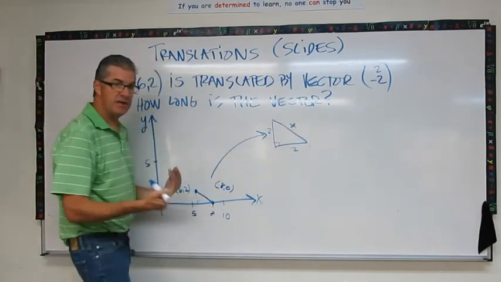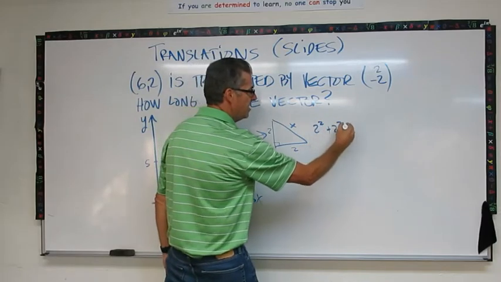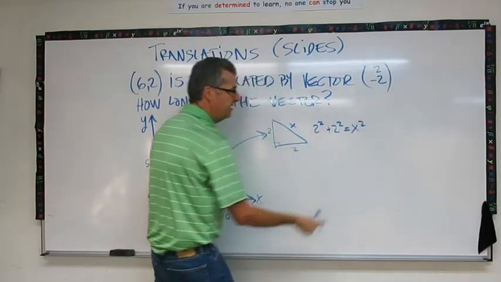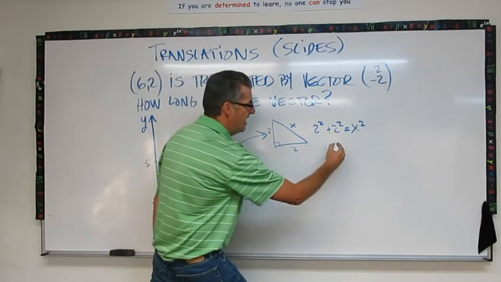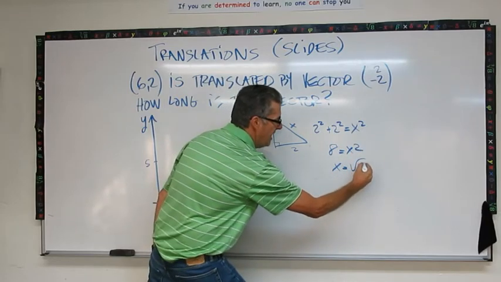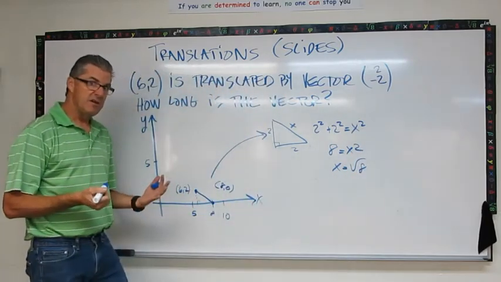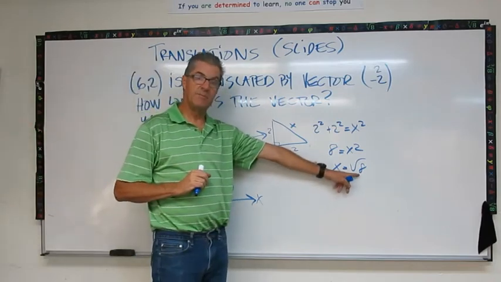So I can use the Pythagorean theorem. It's going to be 2 squared plus 2 squared equals x squared. Now I just solve that for x. So this is 4, that's 4. So 8 equals x squared. So x equals root 8. Now, if you think you're done, remember that you're also held accountable for putting your roots in simplest form.